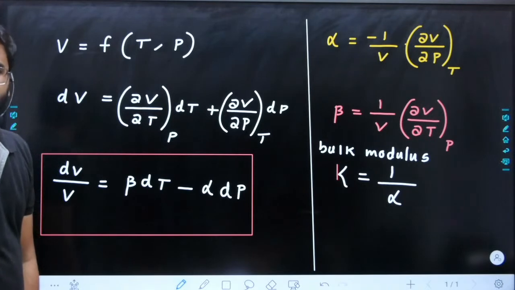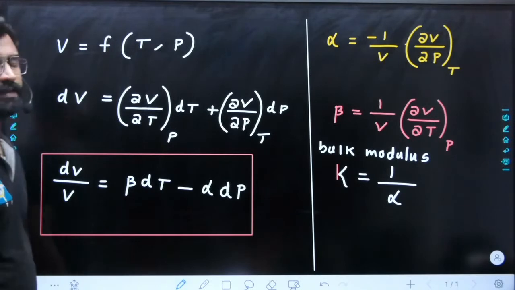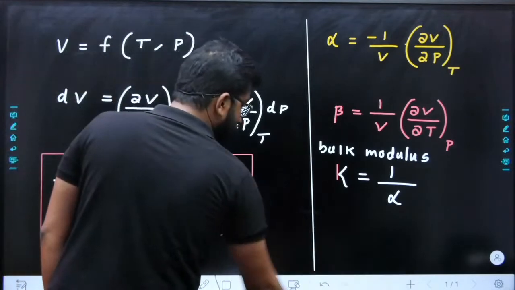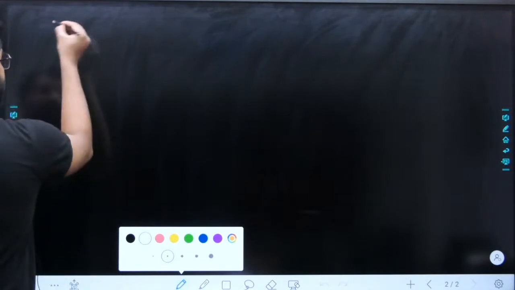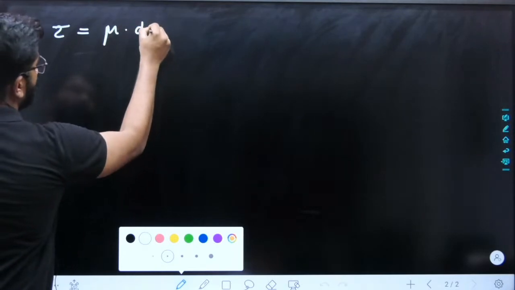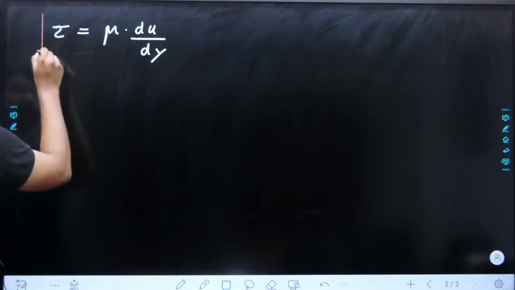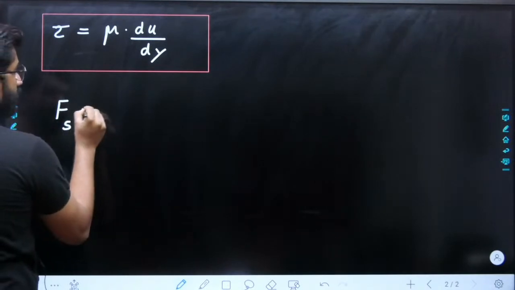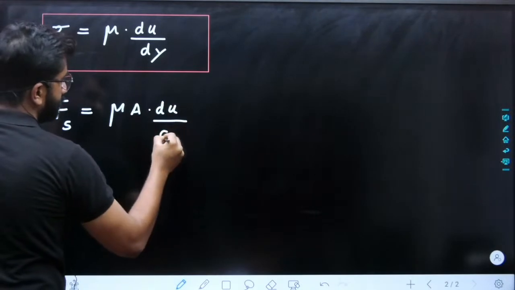This is our first set of equations. Okay, what is next? Obviously, the second property we are discussing will be viscosity. The next topic is viscosity. In viscosity, the important equation we have is Newton's law of viscosity, which is tau equal to mu into du by dy. This is one of the most important equations for us. If they ask you to find shear force, shear force is equal to tau into A, so mu into A into du by dy.